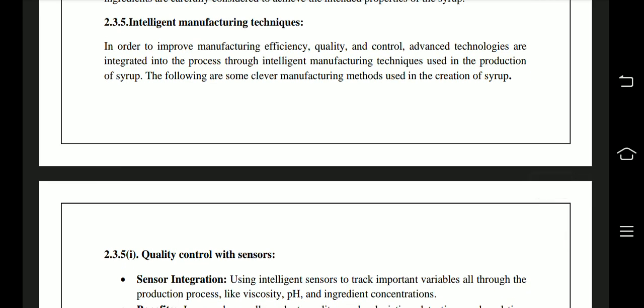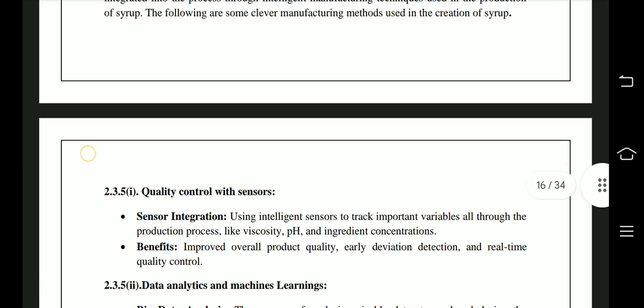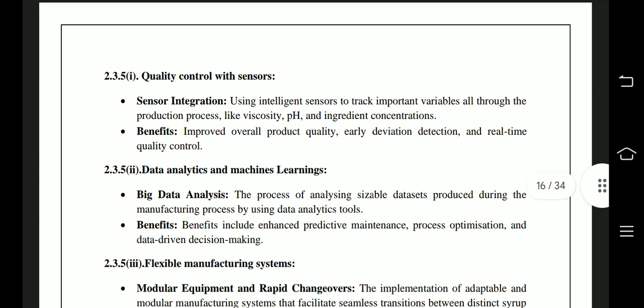In order to improve manufacturing efficiency, quality, and control, advanced technologies are integrated into the process through intelligent manufacturing techniques used in the production of syrup. First one is quality control with sensors.